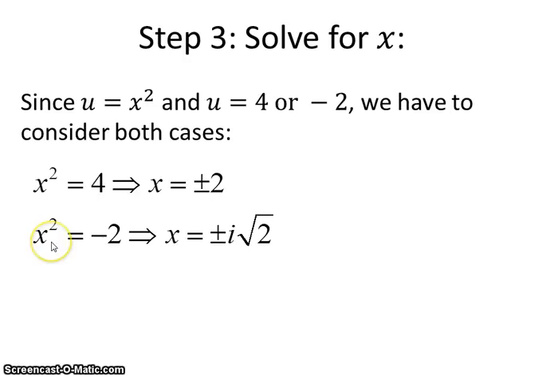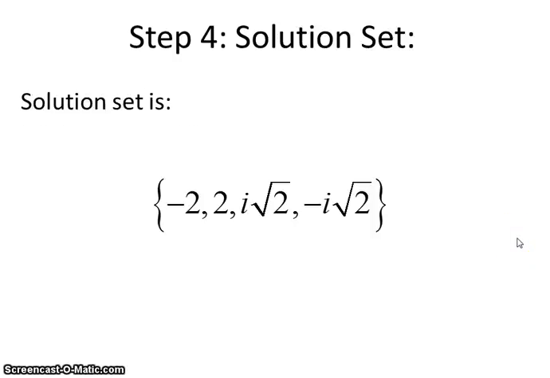For the other solution, we have x squared is equal to negative 2. When we take the square root of both sides there, we get plus or minus the square root of negative 2, which is plus or minus i square root of 2. So we have our 4 solutions. We list them in curly brackets, which denotes a solution set. So our 4 solutions are negative 2, 2, i square root of 2, and negative i square root of 2.